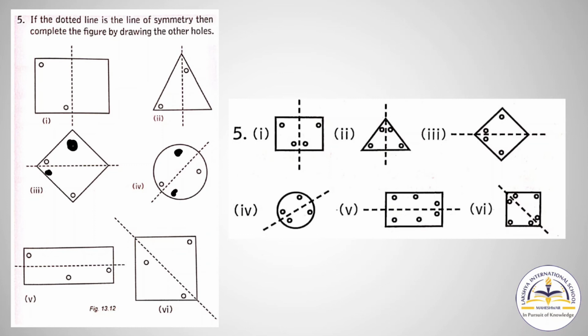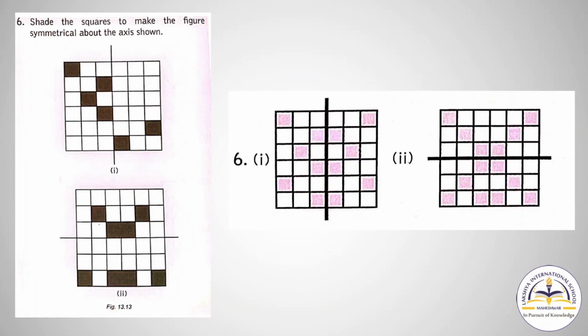Now for the fifth, 1, 2 and 3 holes. Now for the last one, 1, 2 and 3. These 3 holes will be drawn. Now question number 6. Shade the squares to make the figure symmetrical about the axis. So this one is the axis of symmetry. Now we have to draw squares in these boxes.